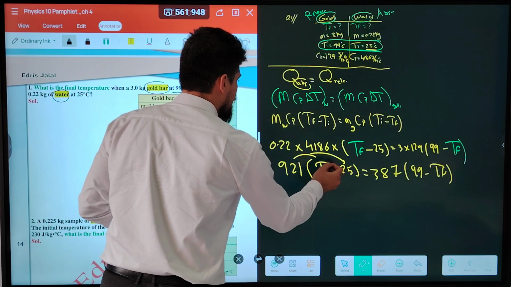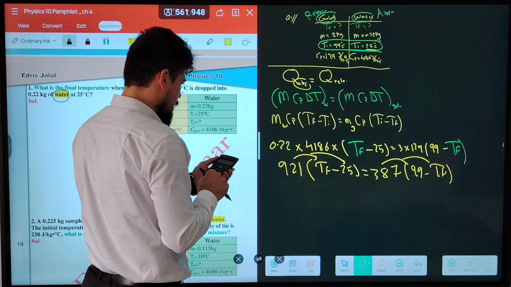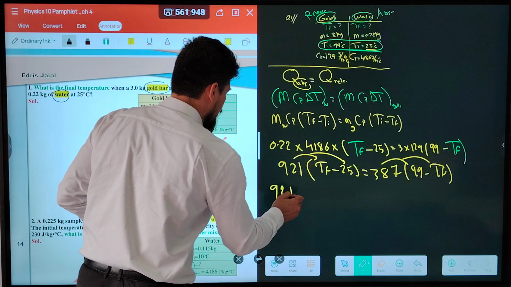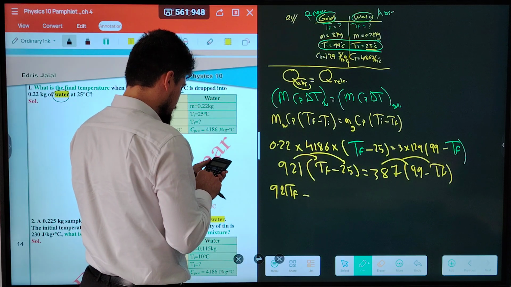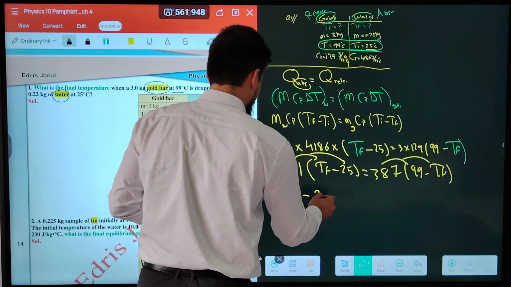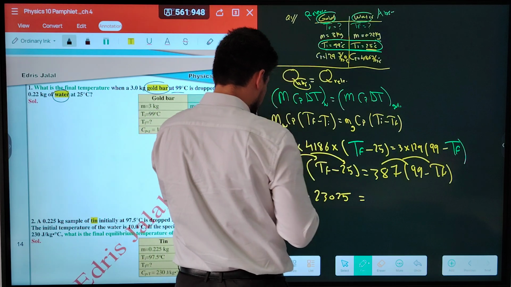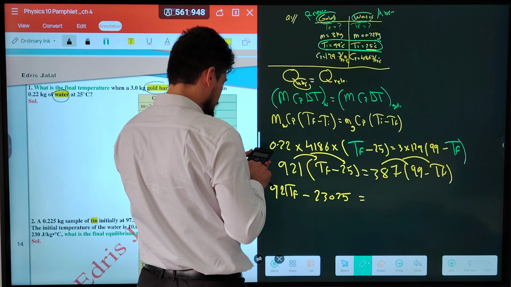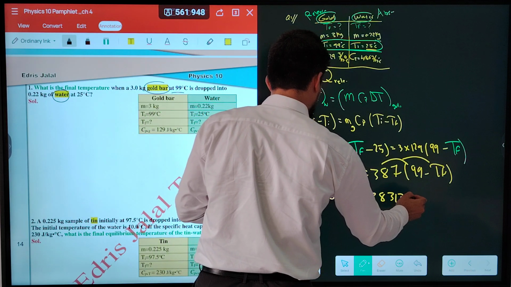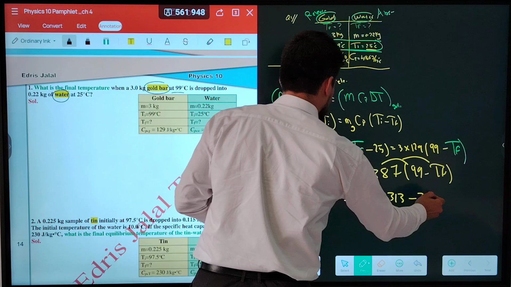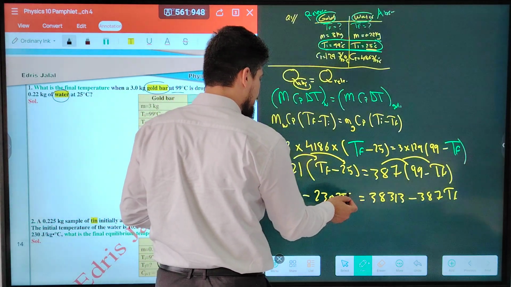Open the bracket, multiply both terms. 921 times T final, 921 T final. Minus 921 times 25, 23,025, is equal to 387 times 99, 38,313, minus 387 T final. Rearrange the equation, T final with T final, number with number.